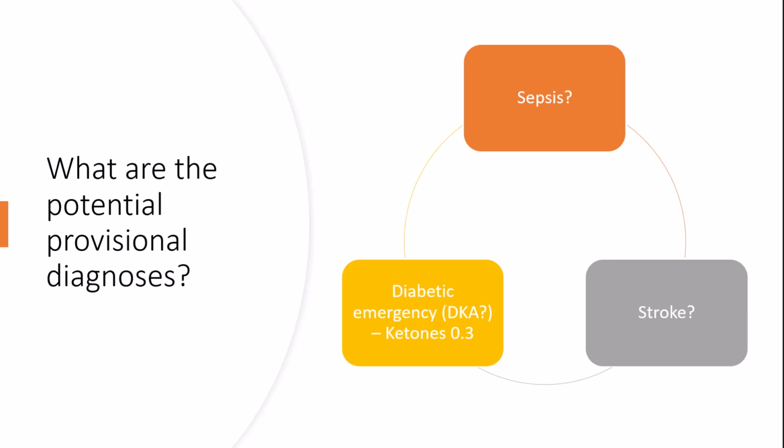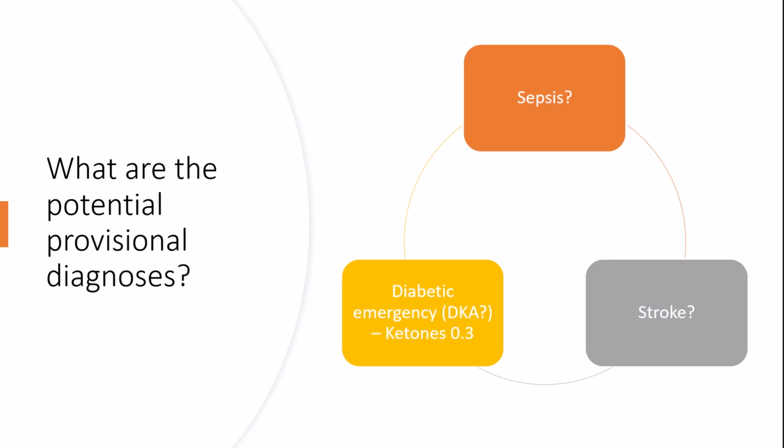And we actually ruled out DKA at the time because we had ketones. We determined the ketones were 0.3. And with a BGL of 11, it's still on the higher end of your normal levels.